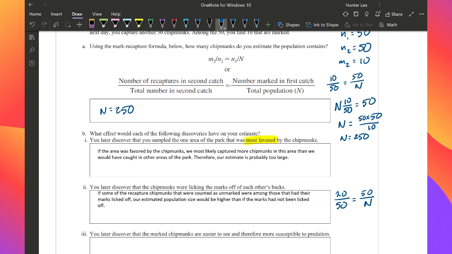Rearranging our equation, we would have 50 times 50 over 20 equals N, which would give us 125. So if the marks had been licked off, our estimate would have been too large. It would have been inflated at that 250 from before.